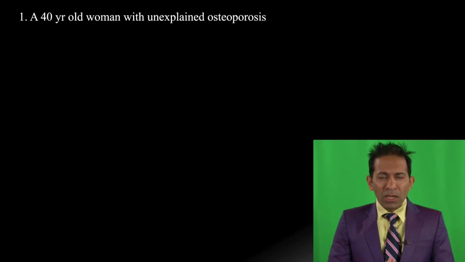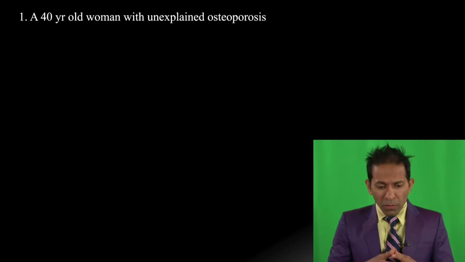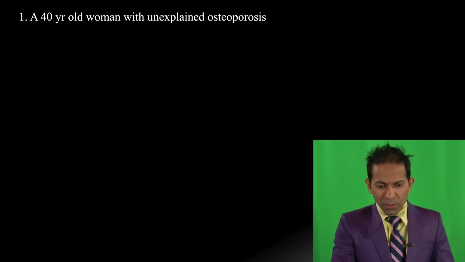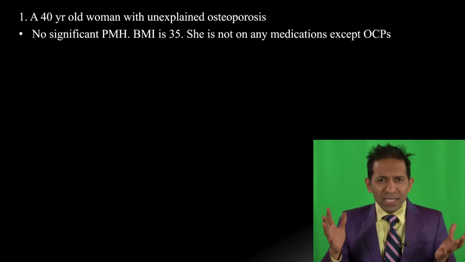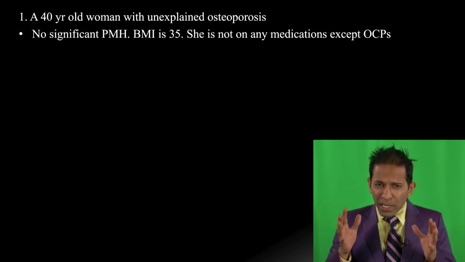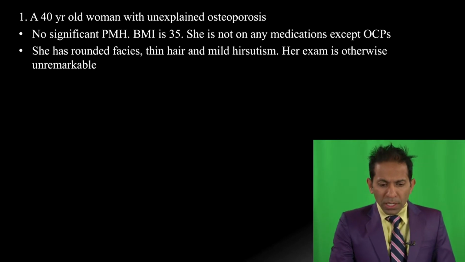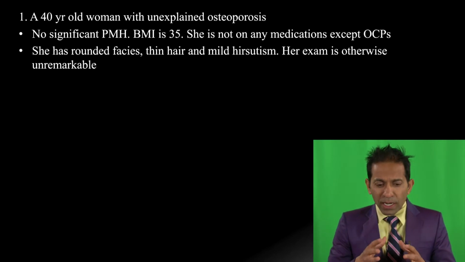Question number 1, we have a young 40-year-old woman. She has unexplained osteoporosis. So she's getting workup in your clinic for unexplained osteoporosis. She does not have any significant past medical history. Her BMI is 35, which is high. She is not on any medication except oral contraceptive. On examination, she has rounded faces, she has thin hair, she has mild hirsutism. Otherwise, her exam is normal.